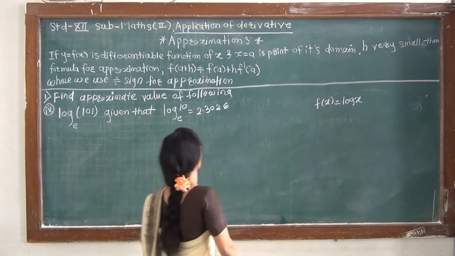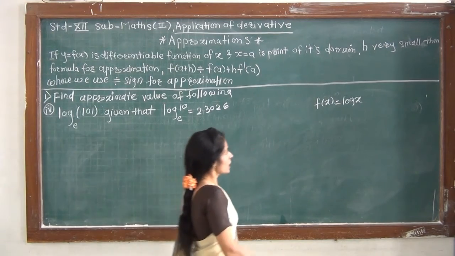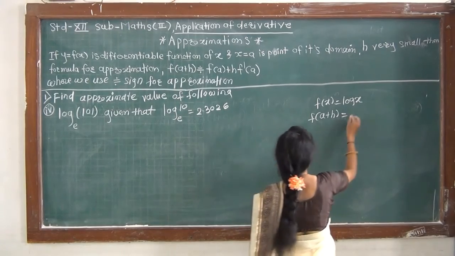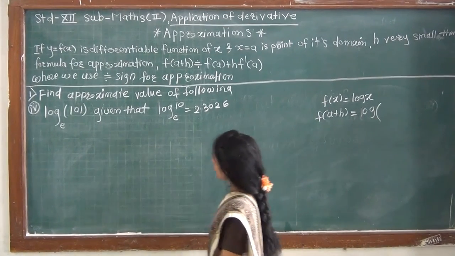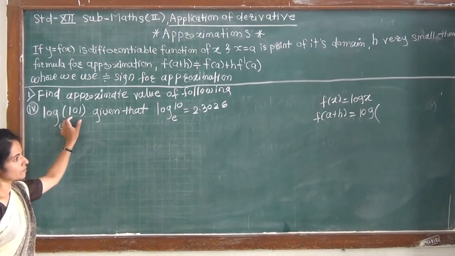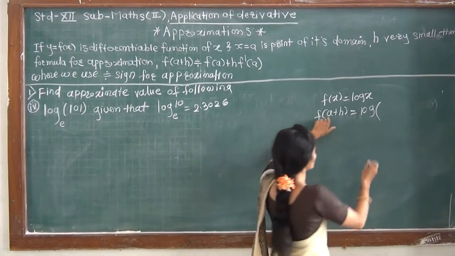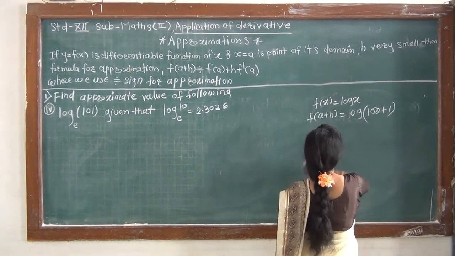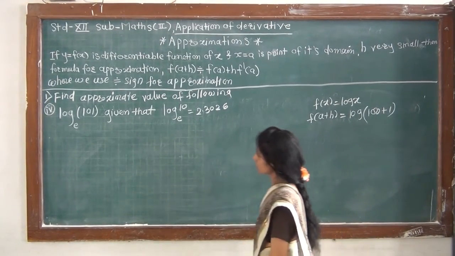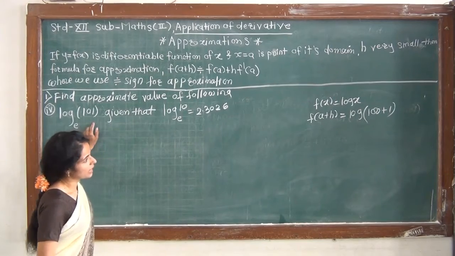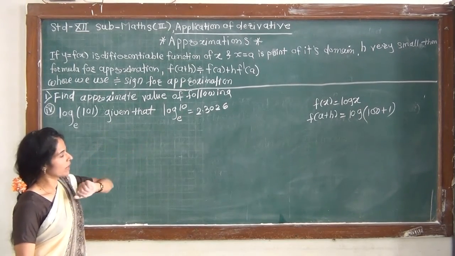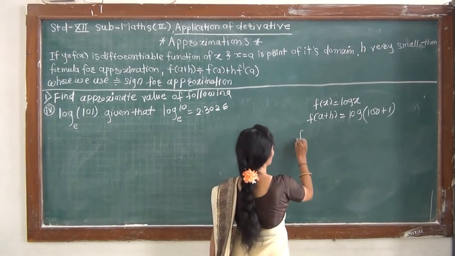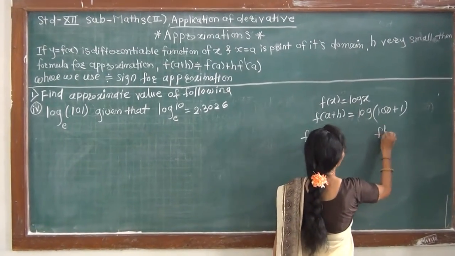So we assume that one function is log of x. If we analyze the value of a plus h, h should be very small. So out of 101, we choose the value of a as 100 and the value of h as 1. So f of a plus h is 100 plus 1. Simultaneously we have to find two different identities, that means f of a and f dash of a.